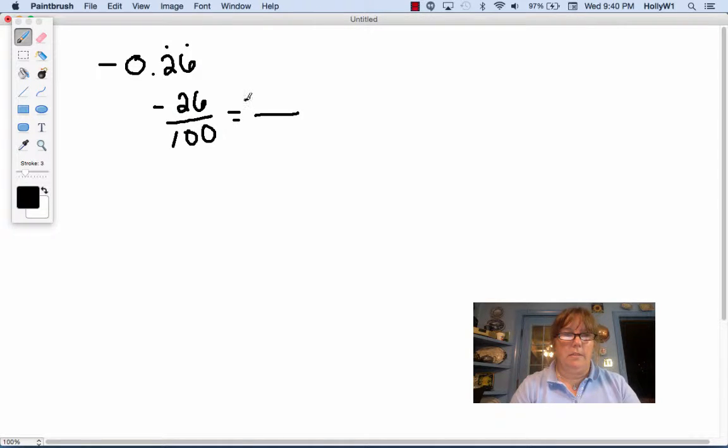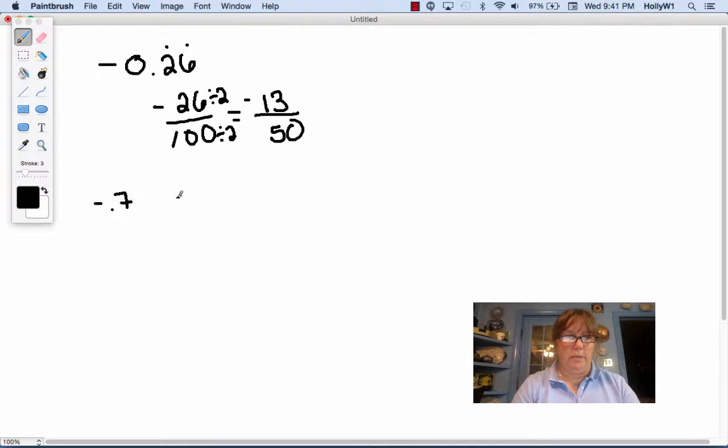Now this we can simplify, and we can simplify to 13/50. We just divided the top by 2, the bottom by 2. We ended up with 13/50. Okay, you guys can try it on your own and then come back to me.